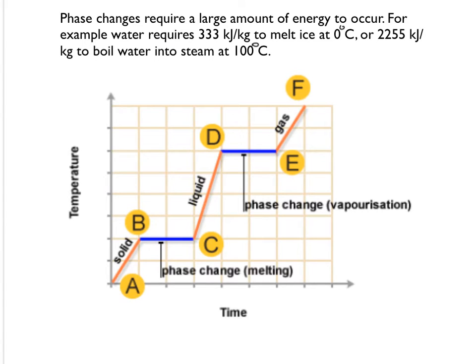So as we're about to discover, phase changes require a large amount of energy to occur. For example, water requires 333 kilojoules per kilogram to melt ice at 0 degrees Celsius, or 2,255 kilojoules per kilogram to boil water into steam at 100 degrees Celsius. That's a lot of energy.